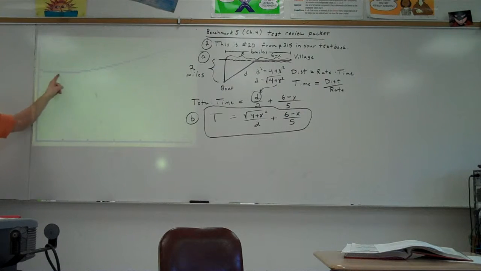Minimum's going to happen here. So I push second trace. Number 3 is minimum. I'm going to get my dot a little bit to the left of the minimum, push enter, and then a little bit to the right, push enter, and then back at the minimum and push enter.